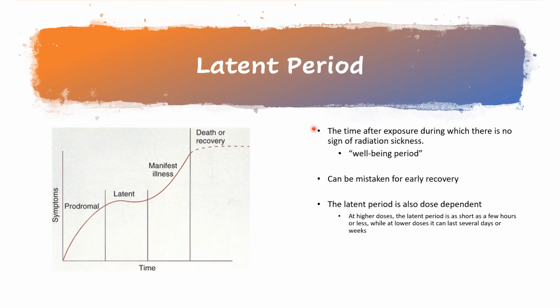Latent period, the time after exposure during which there is no sign of radiation sickness. It's a well-being period and can be mistaken for early recovery. The latent period is also dose dependent. At higher doses, the latent period is as short as a few hours or less, while at lower doses, it can last several days or weeks.